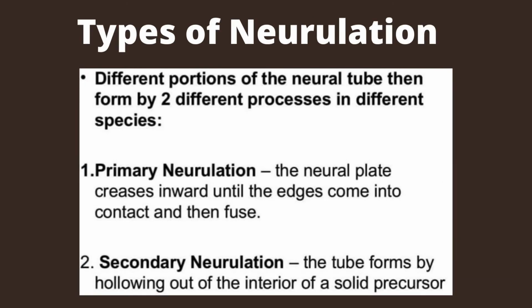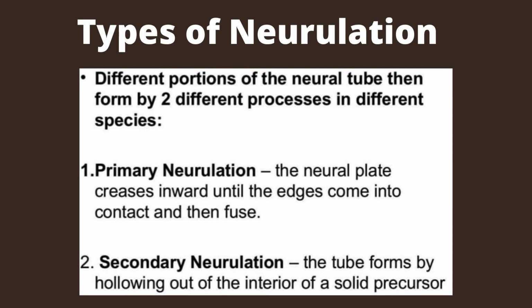Then we will talk about types of neurulation. Different portions of the neural tube form by 2 different processes in different species. First one is primary neurulation and second one is secondary neurulation. Primary neurulation may include the neural plate creasing inward until the edges come in contact and then fuse. And second one, the tube forms by hollowing out of the interior of a solid precursor.